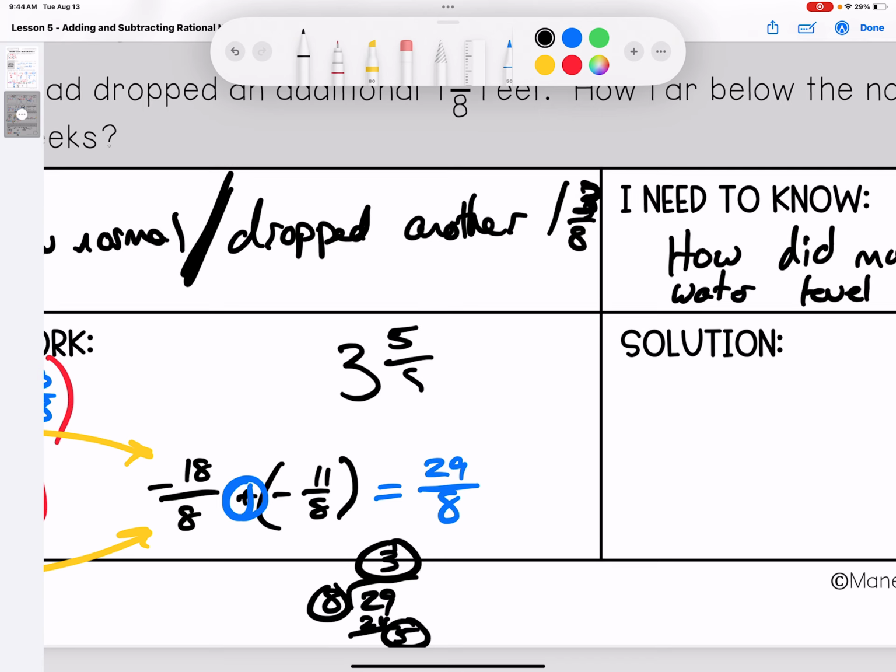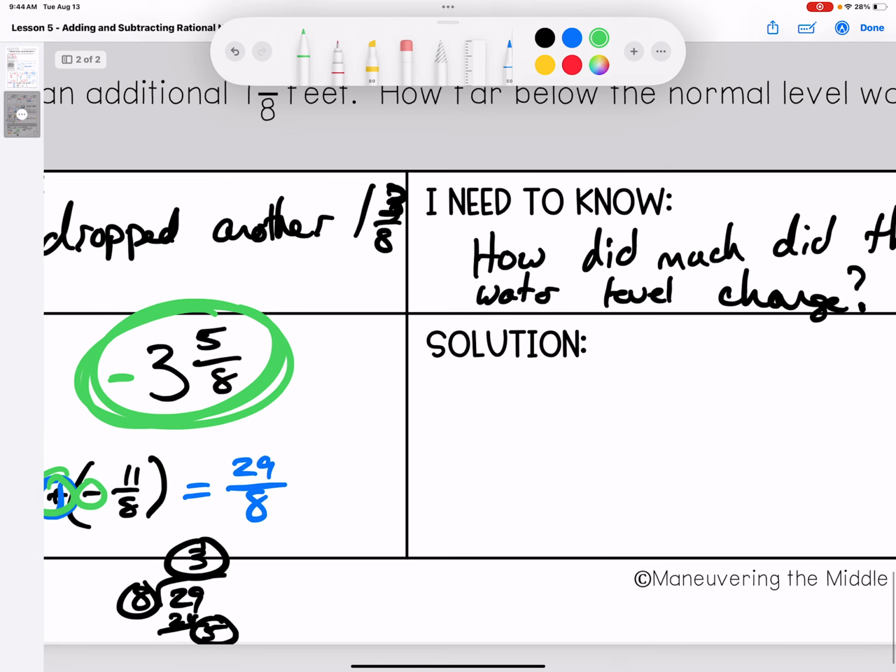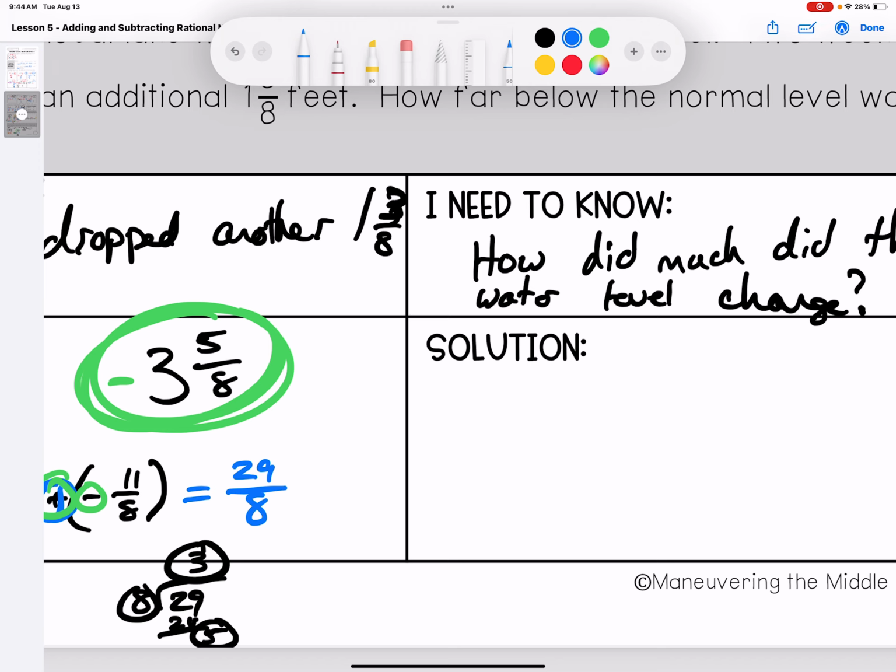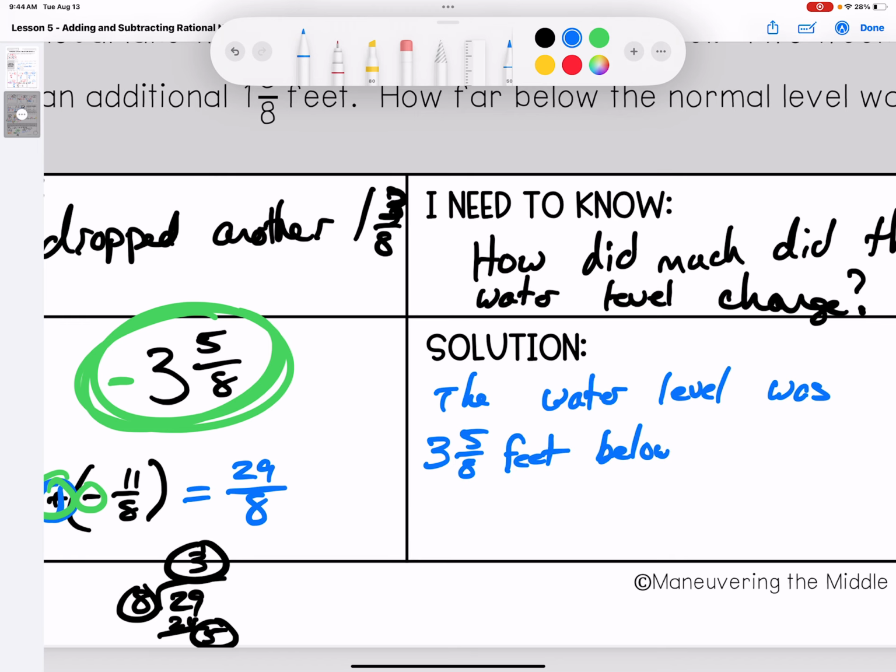3 and 5/8. Now, is it negative or positive? Go back in green here. We're adding the same sign. They're both negative, so the answer is negative. Now let's put that in the solution in a sentence. The water level was 3 and 5/8 feet below its normal level.